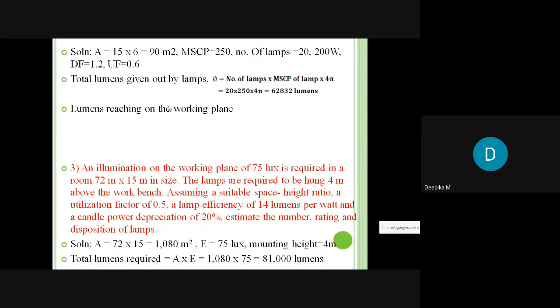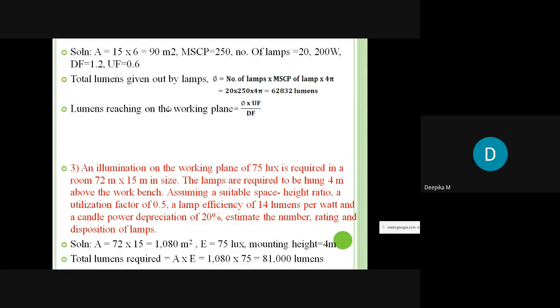Next, we need to calculate lumens reaching on working plane. So how do we calculate this? To calculate the lumens reaching only the working plane, we have this formula, which is nothing but phi into UF by DF. These formulas are very important. To remember this, I can list out the formulas for you also. But to calculate this, you have to be very careful. For lumens reaching on working plane, the formula will be different.